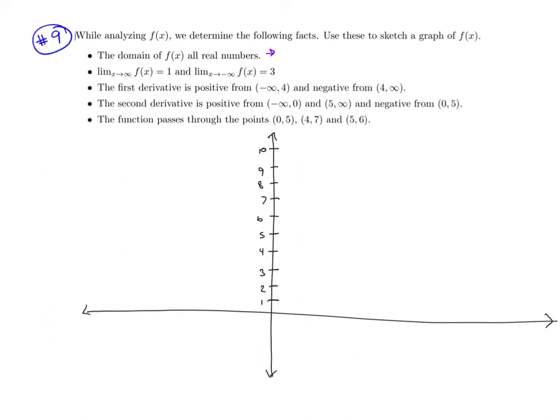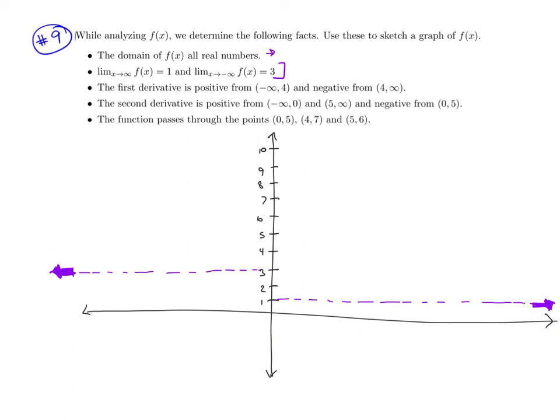The limit as x goes to infinity is 1, and as we go towards negative infinity, we get 3. So as I go towards infinity, I'm going to have that horizontal asymptote at 1, and as I go towards negative infinity, I'm going to have that horizontal asymptote at 3. So remember, these horizontal asymptotes are just giving me that end behavior. So at the end, my function should end up somewhere near 1 in the positive direction, and it should end up somewhere near 3 in that negative direction. So that's my asymptote information.